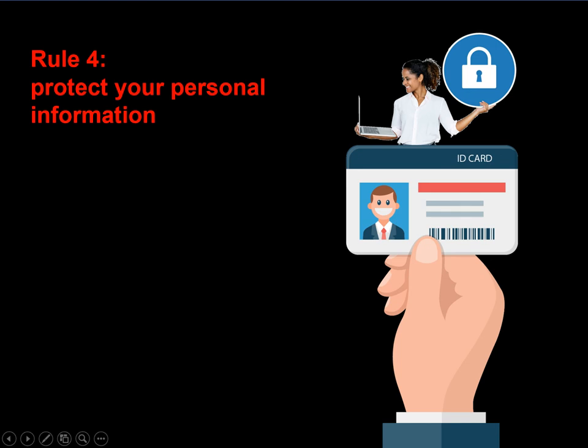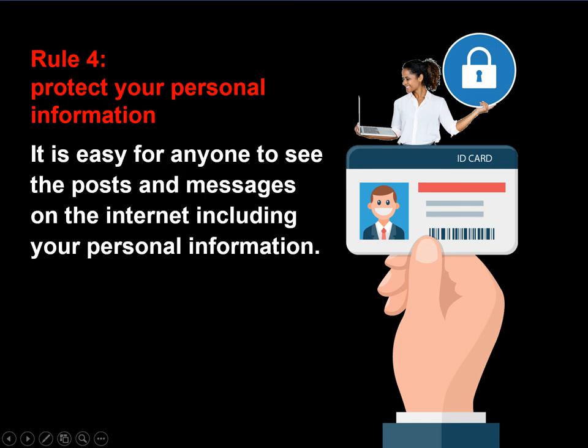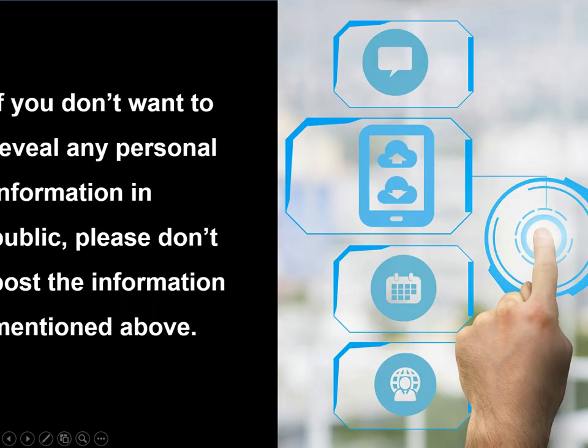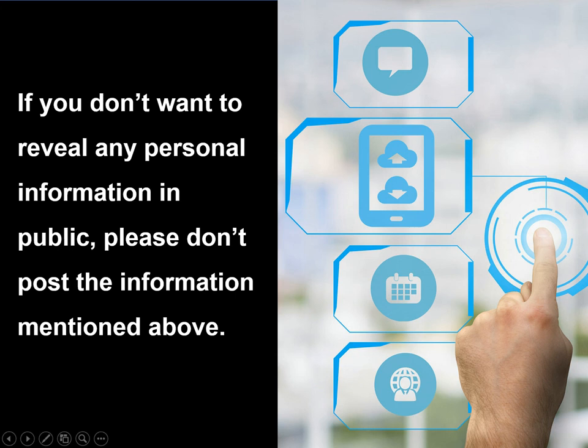Rule 4. Protect your personal information. It is easy for anyone to see the posts and messages on the internet, including your personal information. For example, your home address, phone number, and even ID information are included. If you don't want to reveal any personal information in public, please don't post the information mentioned above.